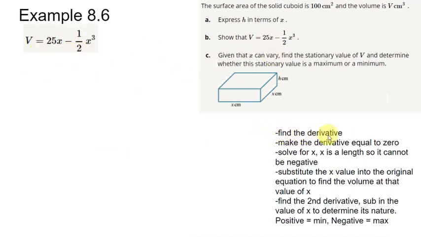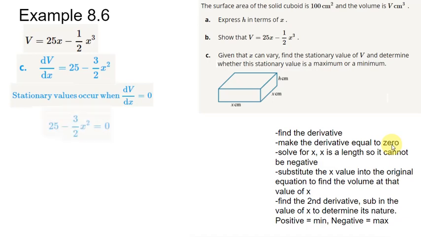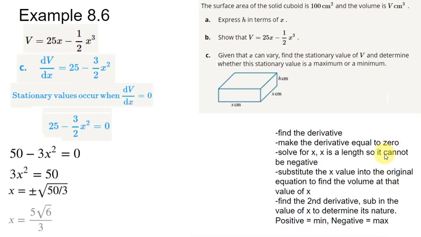So now I've got this, and I'm going to find the derivative. I'm going to make the derivative equal to 0, and then I'm going to substitute that in to find the volume. So first I find the derivative using the power rule. That gives me this. I realize that x cannot be negative. I know when I'm finding a stationary point, the derivative has to equal 0. So I just make my derivative equal to 0. And then I have to solve for x, which I'm just going to multiply everything by 2 and then get x by itself. Keep in mind that when I square root, I get a plus or minus, but this has to be positive. So I'm only going to use 5 square root of 6 over 3.